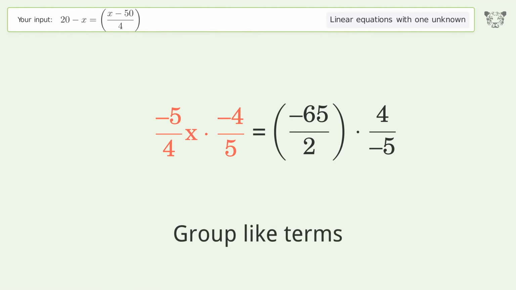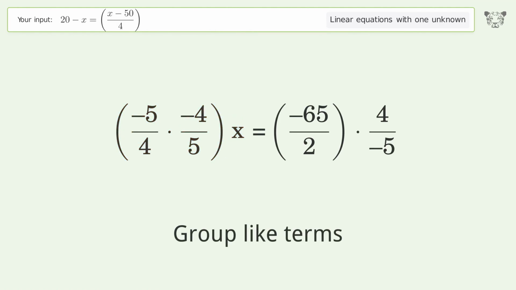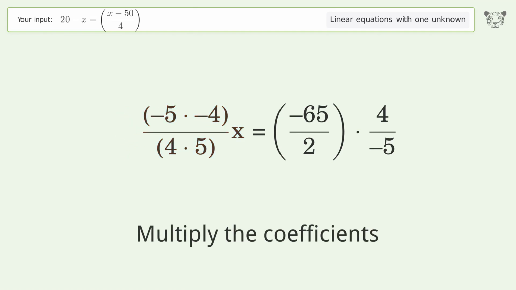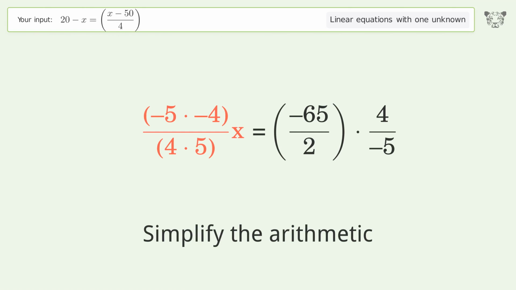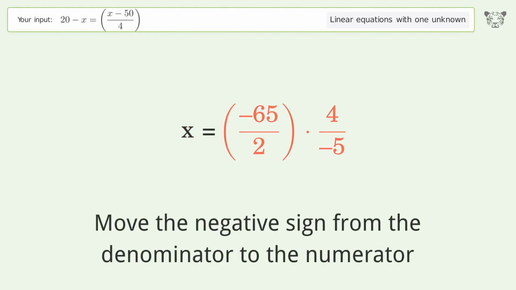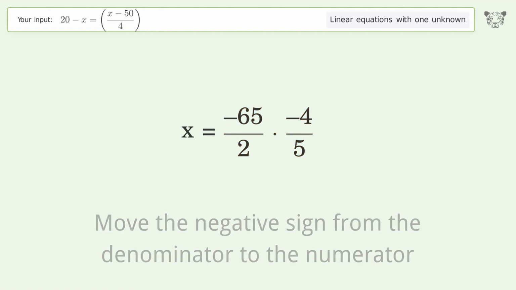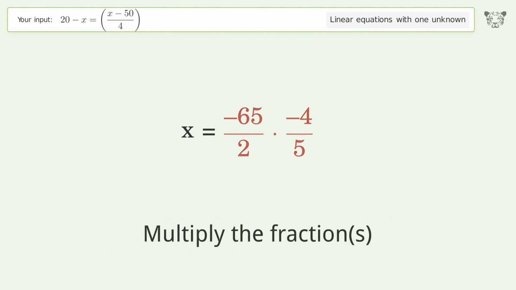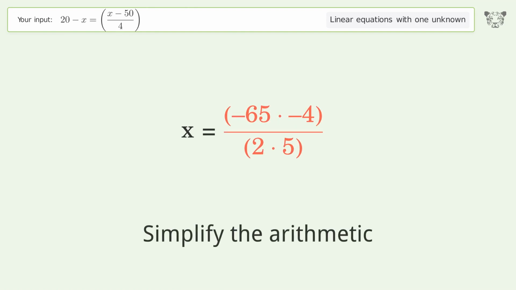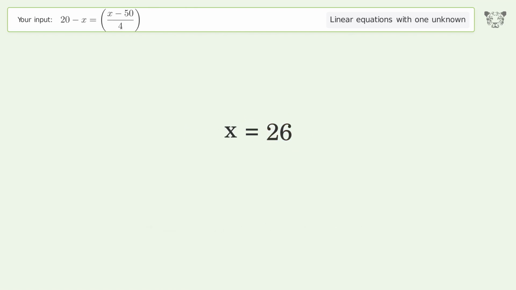Group like terms. Multiply the coefficients. Simplify the arithmetic. Move the negative sign from the denominator to the numerator. Multiply the fractions. Simplify the arithmetic. And so the final result is x equals 26.